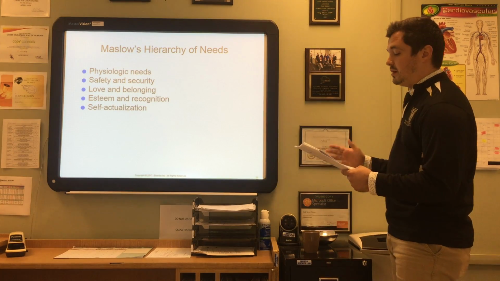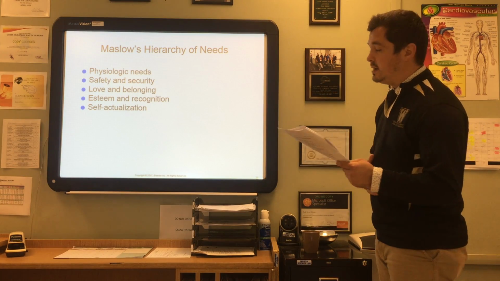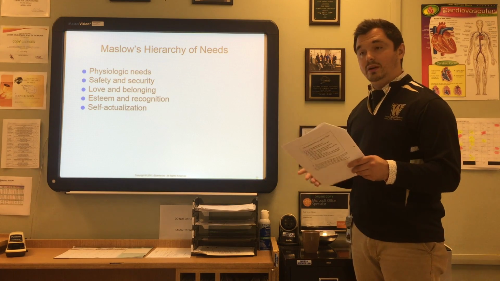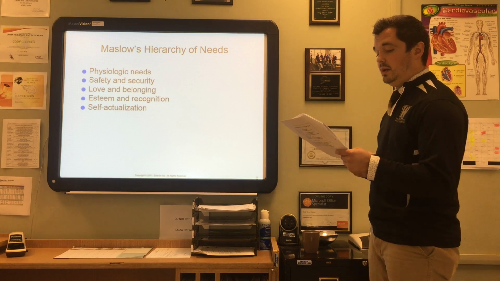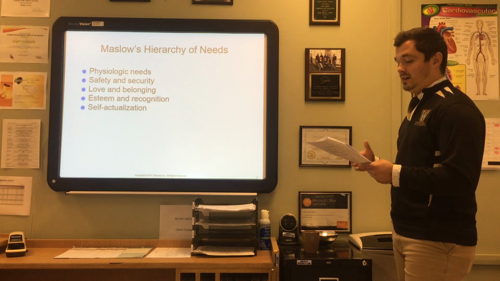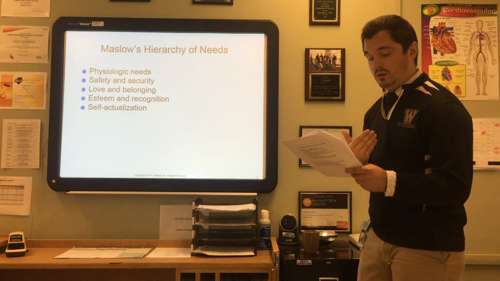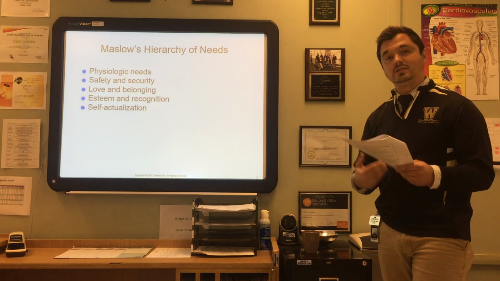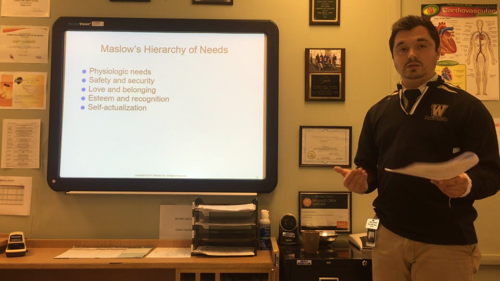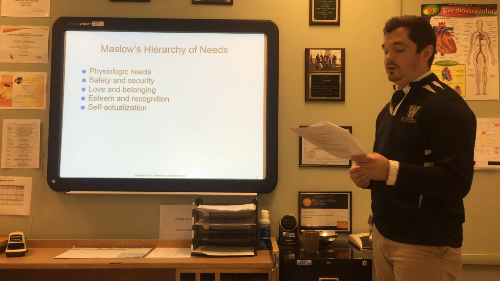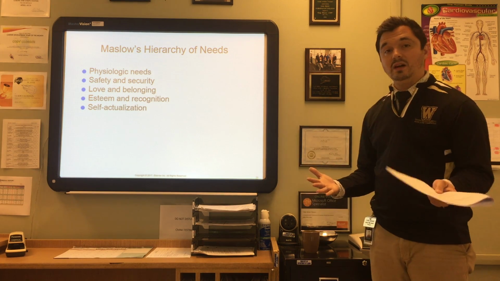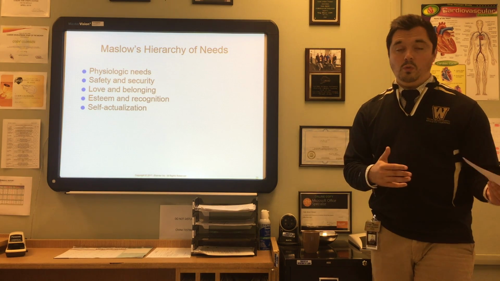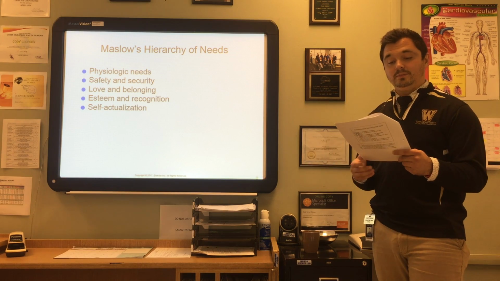Now we're going to talk about Maslow's hierarchy of needs. There are five needs, in a pyramid, which I'll show you on the next slide. The first are physiological needs, those that affect our physical well-being, such as food, water, and sleep. We need those things. Then there's safety and security. We all need to feel safe in our environments, whether it's in the clinic or at home.